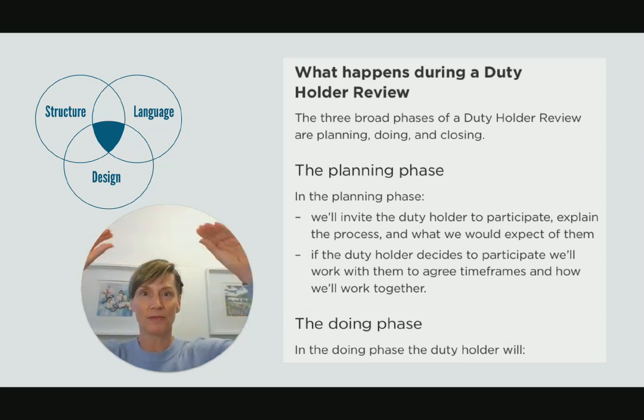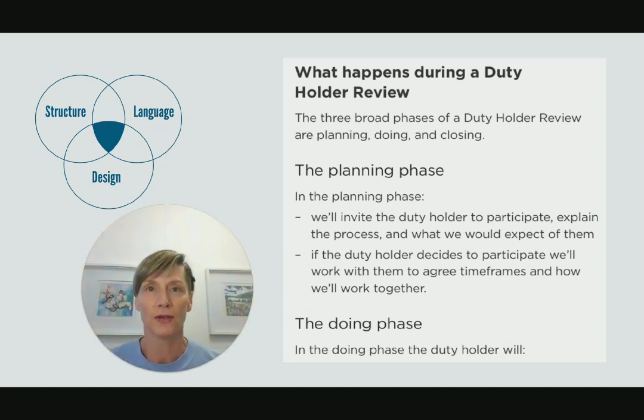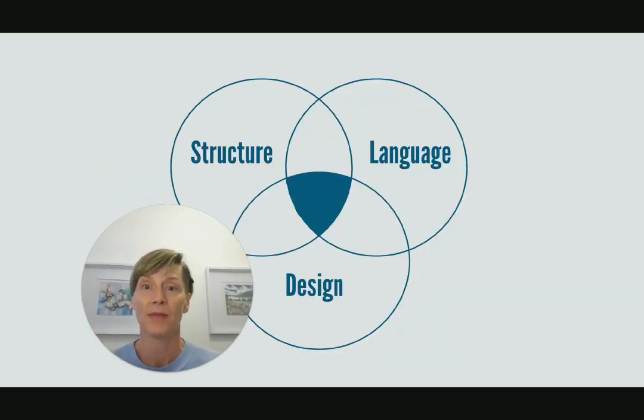As far as structure goes, what have they done? They've given us a bottom line up the front. The three broad phases of a duty holder review are planning, doing, and closing. They prime our brain with that information, and then guess what? They deliver on it. Planning, doing, guess what's third? Closing.